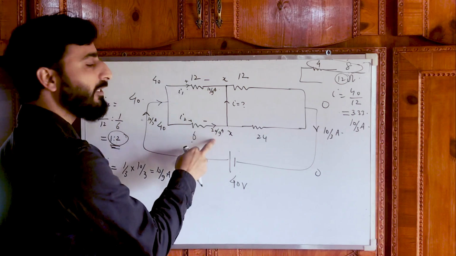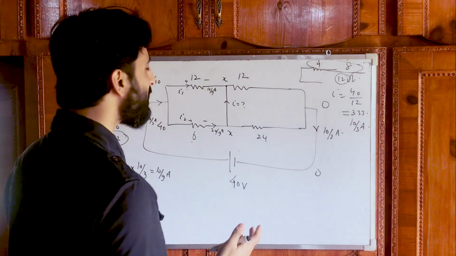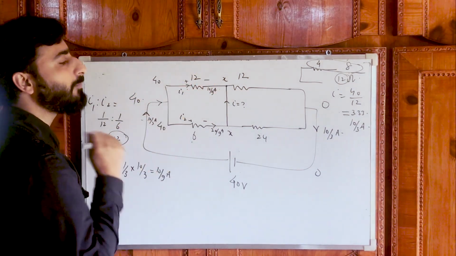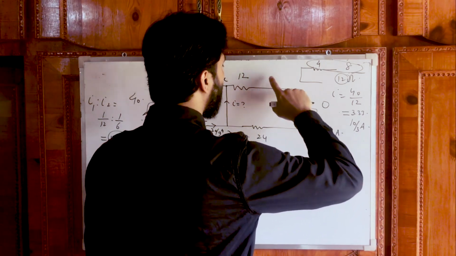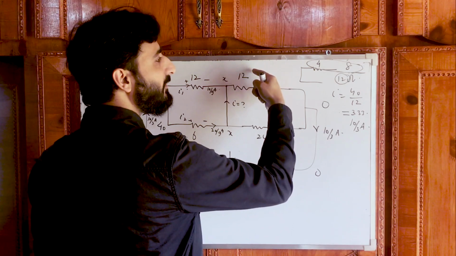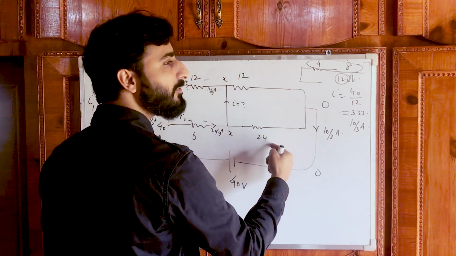10 by 9 plus 20 by 9, that is 30 by 9, or we can say that is 10 by 3. That's the net current here. It gets distributed in 2 parts. What about this one? Now let's see this one. Here, this value is double the value of this 12. Or we can say this is half the value of this resistance.